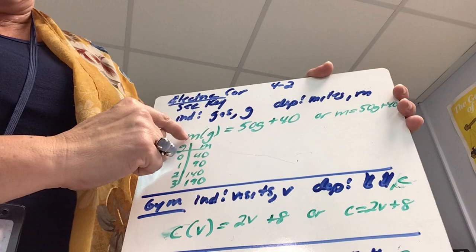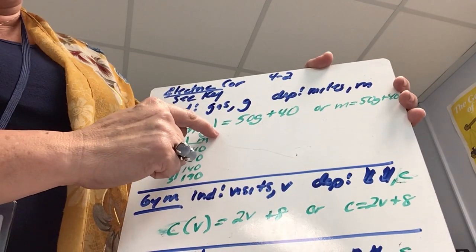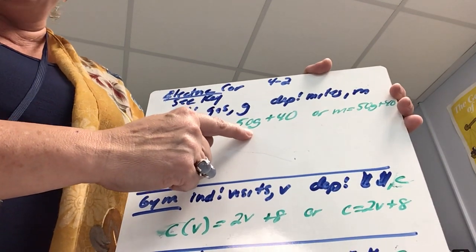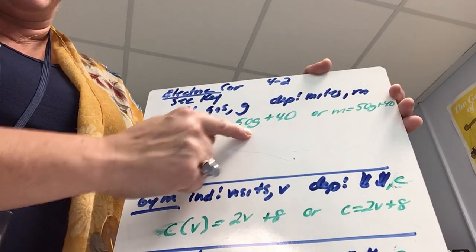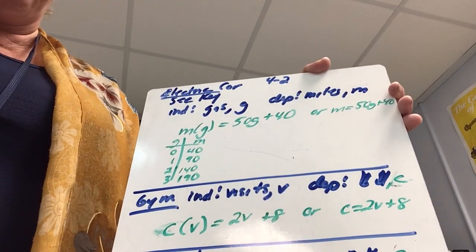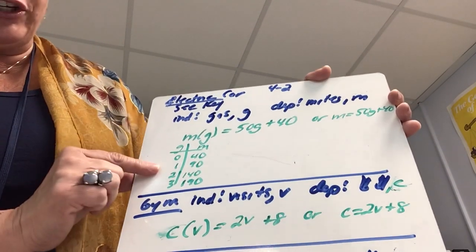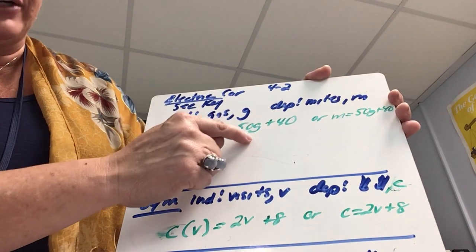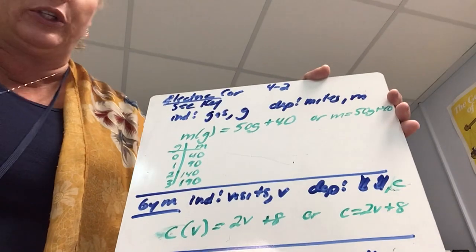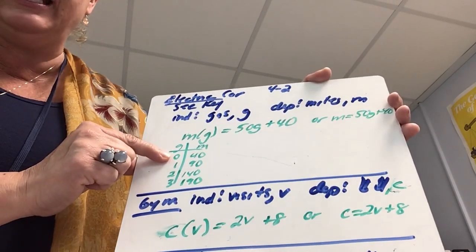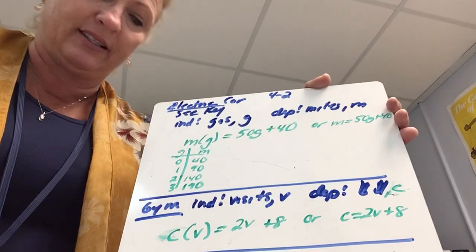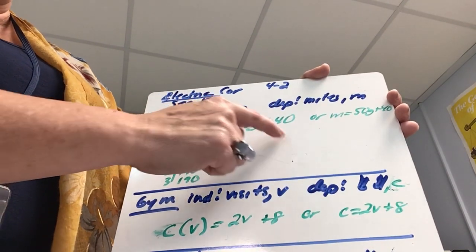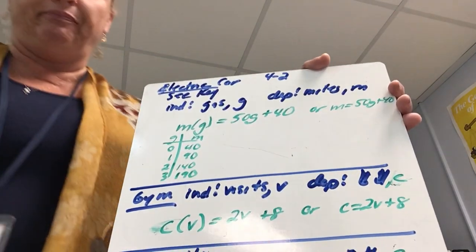So miles is a function of gas, and this car got 50 miles to the gallon, but it was an electric car, so before it had to use gas, it could travel 40 miles. On the XY chart, based on that, I put in 0, and if I put in 0, I get 40 miles, which makes sense, which means I don't have to use any gas, but can still travel 40 miles because it's an electric car. If I use 1 gallon of gas, 50 times 1 is 50, plus 40 is 90, etc.